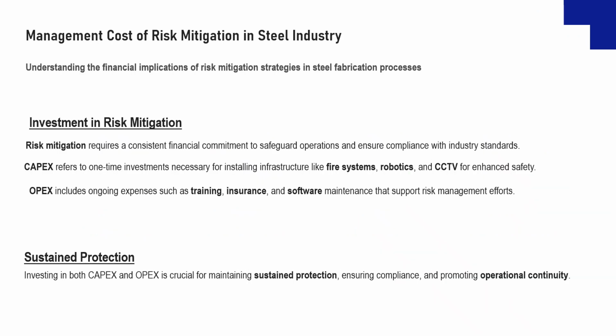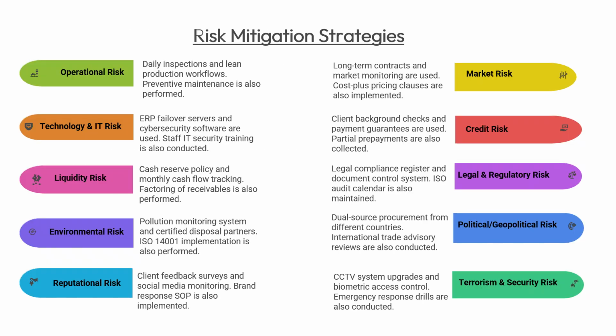Risk mitigation involves both capital and operational investments. CapEx is used for physical safety systems, while OpEx covers ongoing costs like training, software, and insurance. The dual spending ensures long-term sustainability and protection. This slide shows the risk mitigation strategy for all types of risk and the proper strategies we need to apply and adapt for risk mitigation.